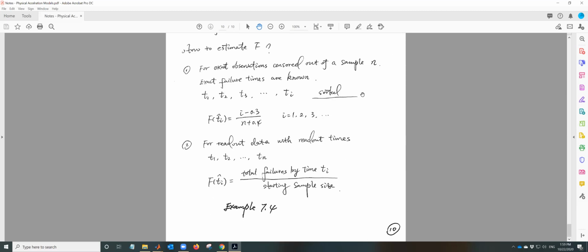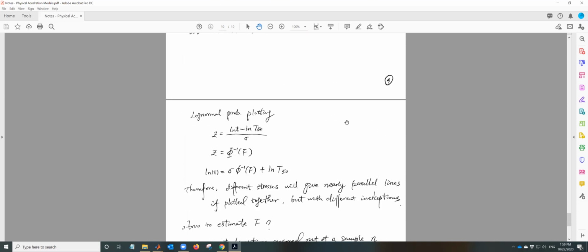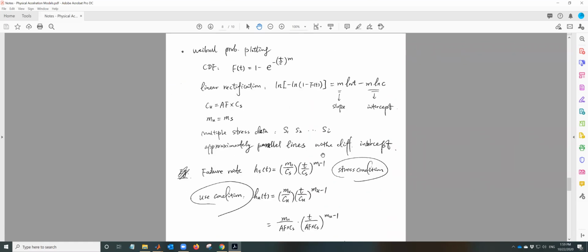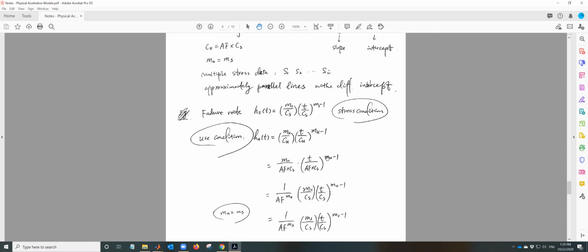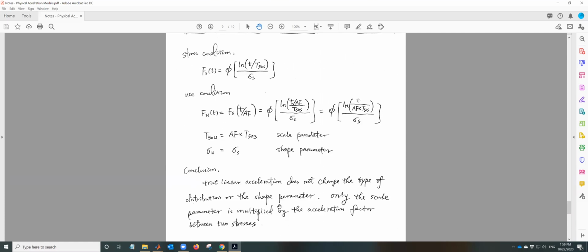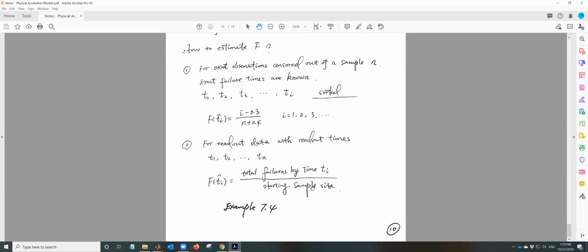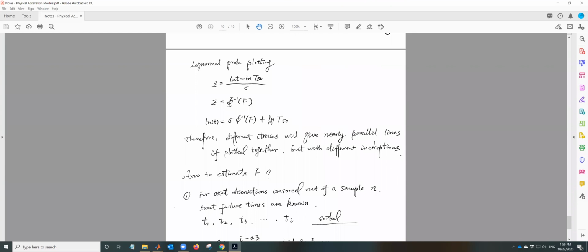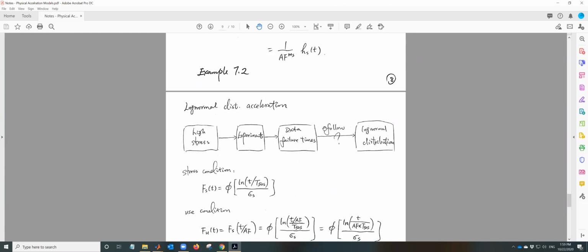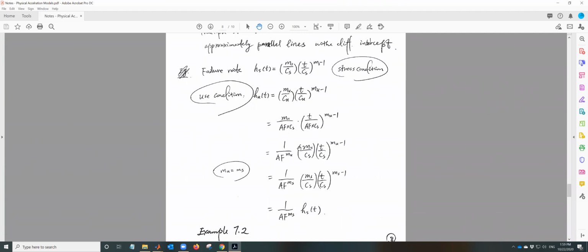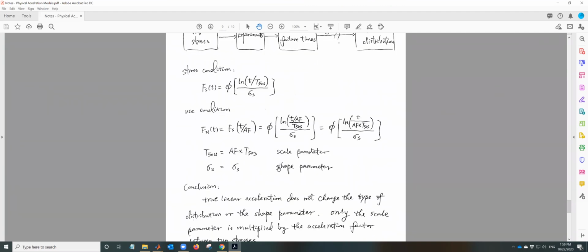So up to now, we have finished all the theoretical part of the physical acceleration model. In the next lecture, I'm going to show you two demos on Weibull probability plotting and also log normal probability plotting, and show you these two examples and how we can use data to draw the probability plot and estimate those parameters, like characteristic life and shape parameters. For the log normal distribution, we have scale parameters and shape parameters.